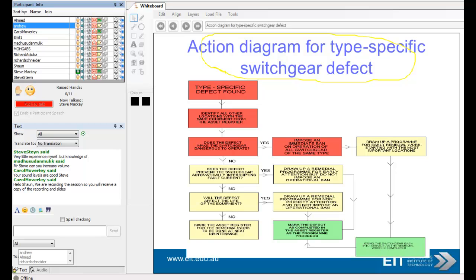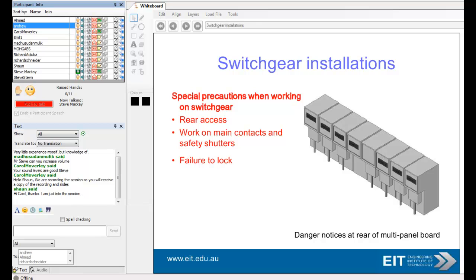I don't know if you can see this here, but there's an action diagram for a type-specific switchgear defect. There's a whole process you go through depending on the safety issues. You can go straight down if it's fairly safe, or you track different ways here. For example, you find a specific defect and identify all the locations. Does the defect make the switchgear dangerous to operate? That's a very important question. If it is, you need to take it out of service as quickly as possible before someone's hurt. If it's not, then ask: does the defect prevent the switchgear automatically interrupting the faulty current? If no, great, continue using it. If yes, then you need to get a remedial program in place as quickly as possible. These logical, systematic approaches to your maintenance are very, very important.